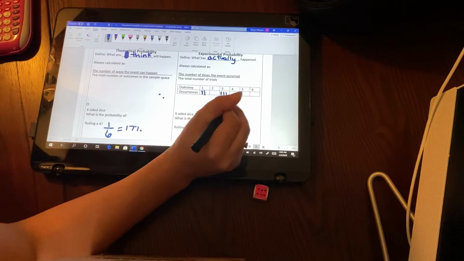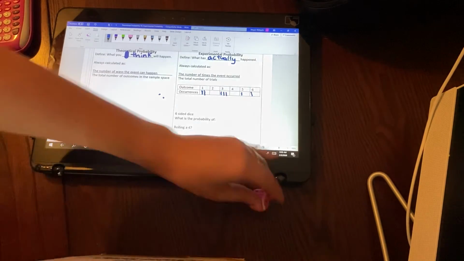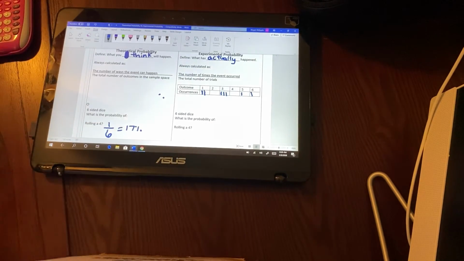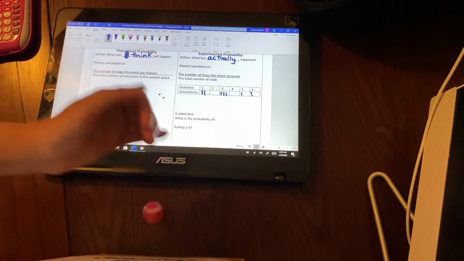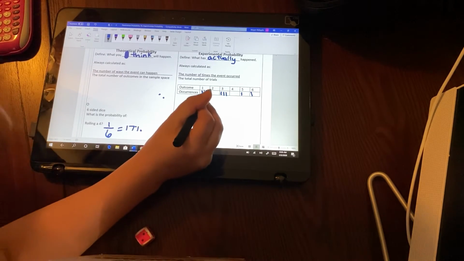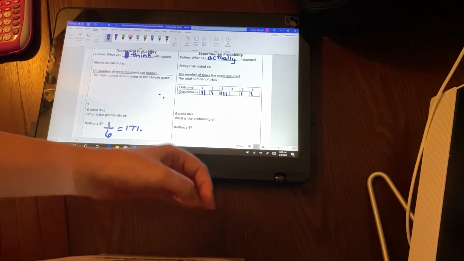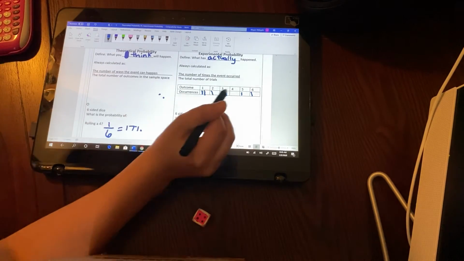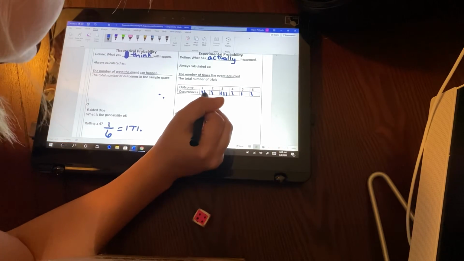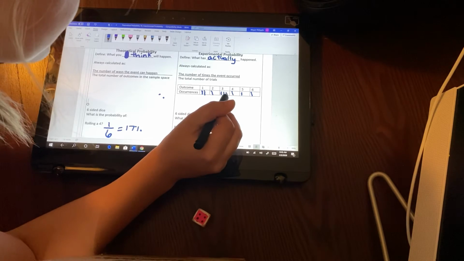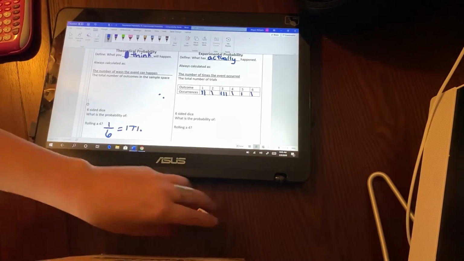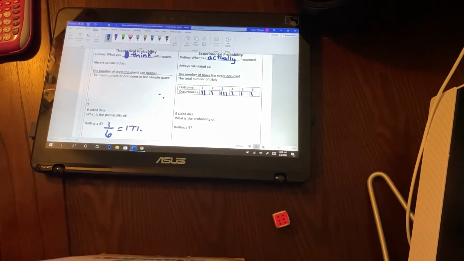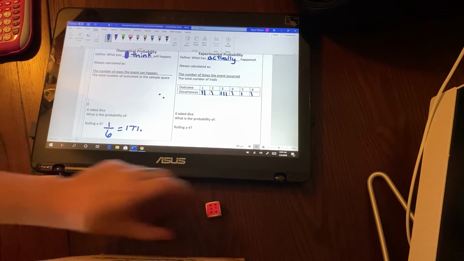A 6. A 2. A 4. Okay, 1, 2, 3, 4, 5, 6, 7, 8, 9. One more roll. And a 6.